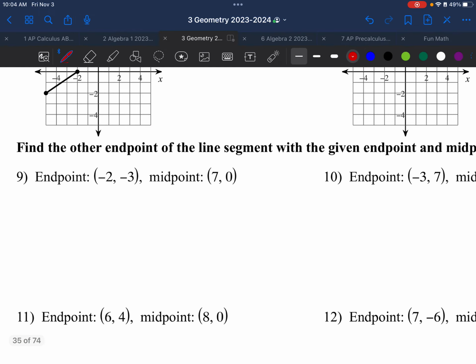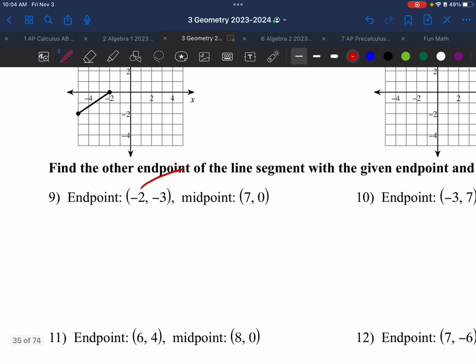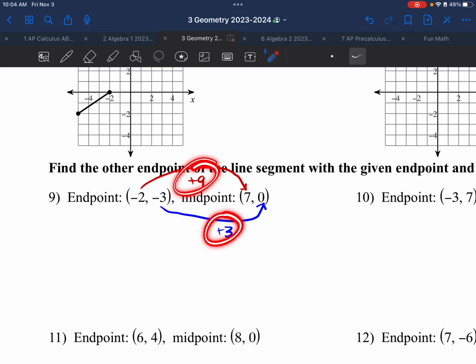So this is how I'm going to show my work. I'm going to say from -2 to 7, we go up 9, plus 9, because we had to go up 2 to get to 0, and then up another 7 to get to 7. So that's a total distance of 9. And then how did we move from -3 to 0? Well, we had to go just up 3. So if I go up 3, I get to 0. Everything makes sense. And then we do this same pattern again.